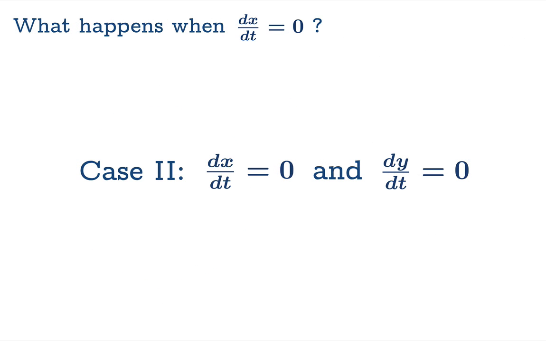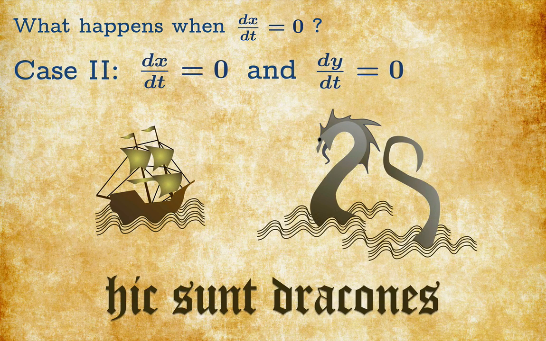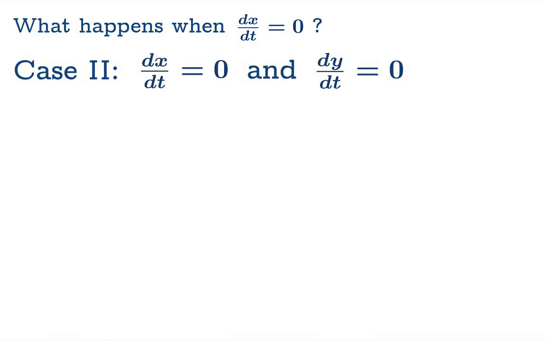Now let's look at case 2. This is the case where dx/dt is 0 and dy/dt is 0. And in this case, here be dragons. Some unpredictable behavior can occur in this case. Let's imagine why. We're trying to evaluate dy/dx at t naught.